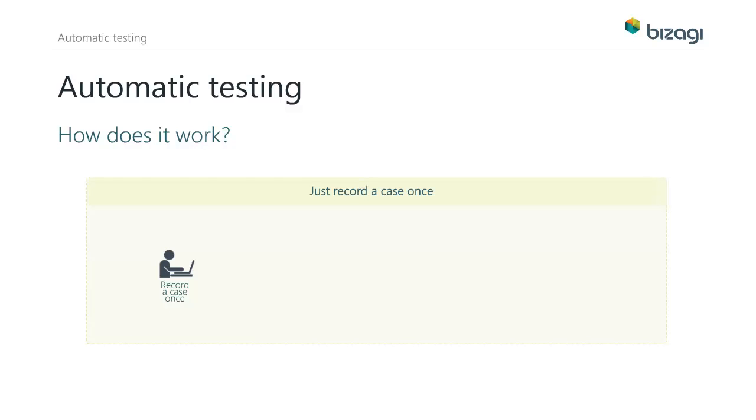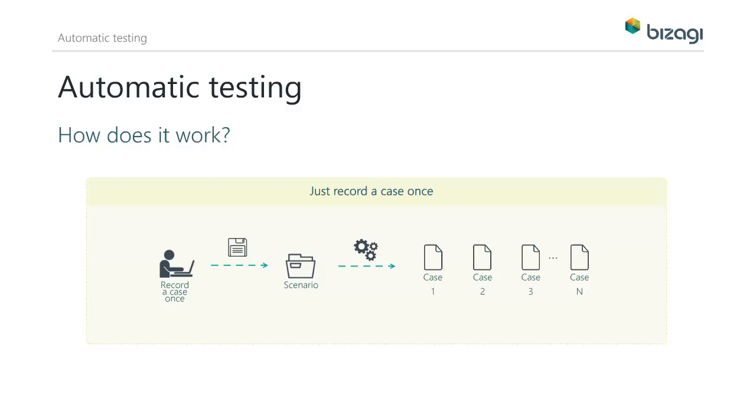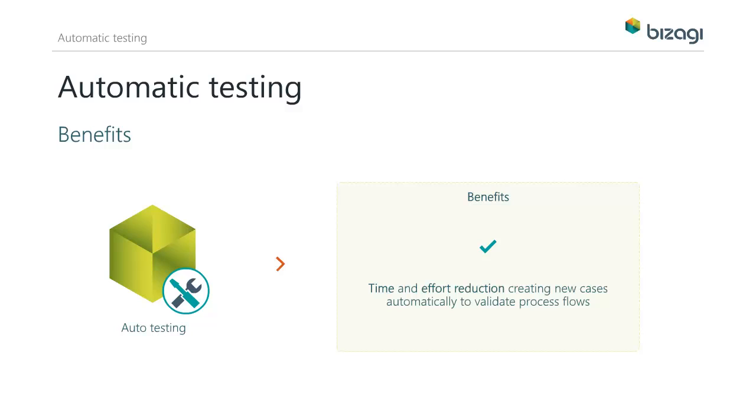You record your case manually and save it. This creates a scenario. A scenario is a recording of the inputs and steps registered. Then you can run this scenario several times and get as many cases as you need. The main benefit is you can automate the creation of cases, a repetitive task, to validate formally a process flow, investing less time and effort.